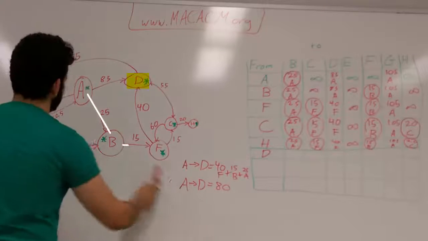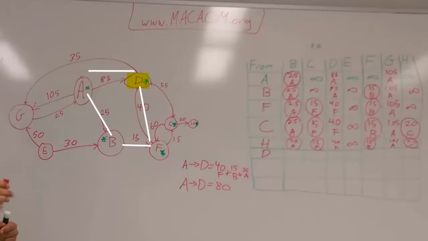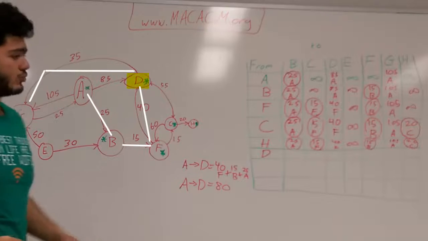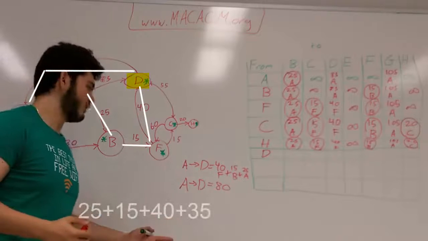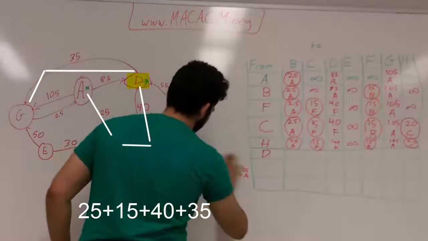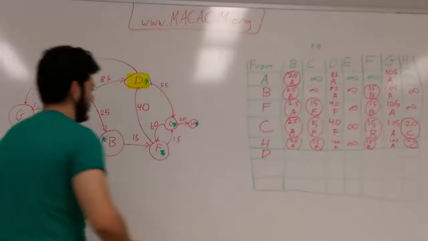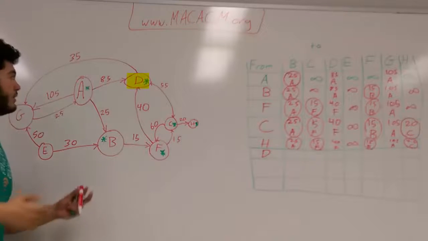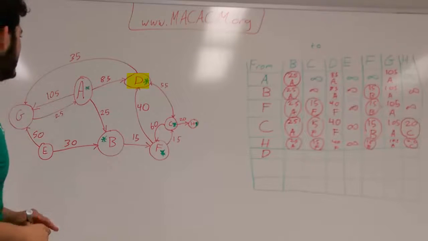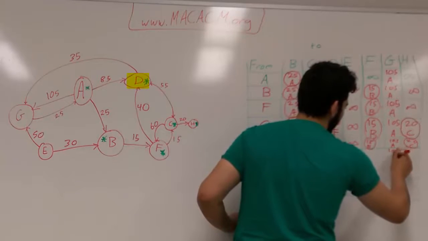So is 80 plus 35 better than 105? 80 plus 35 is 115. And of course 105 is a way better deal than 115. So I'll just forget about that path. I'll keep the current path as is, because the newly discovered path is basically more expensive. So nobody is interested in it. So I'll update G with 105 from A.